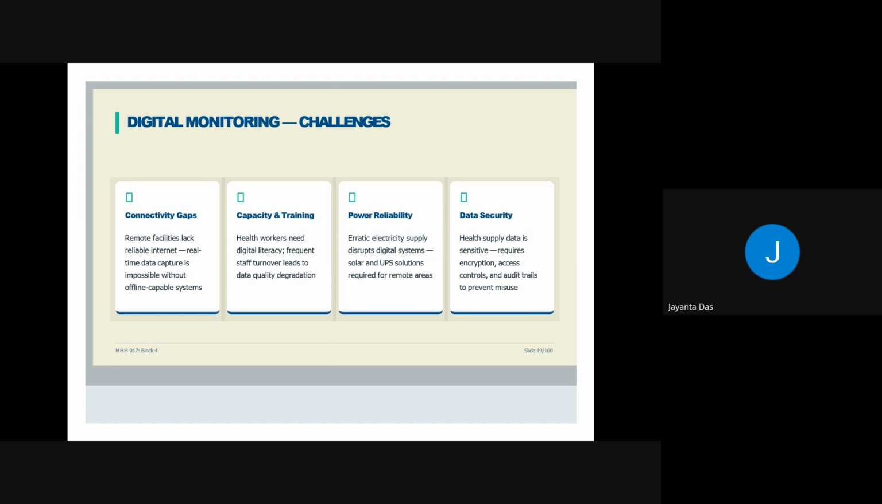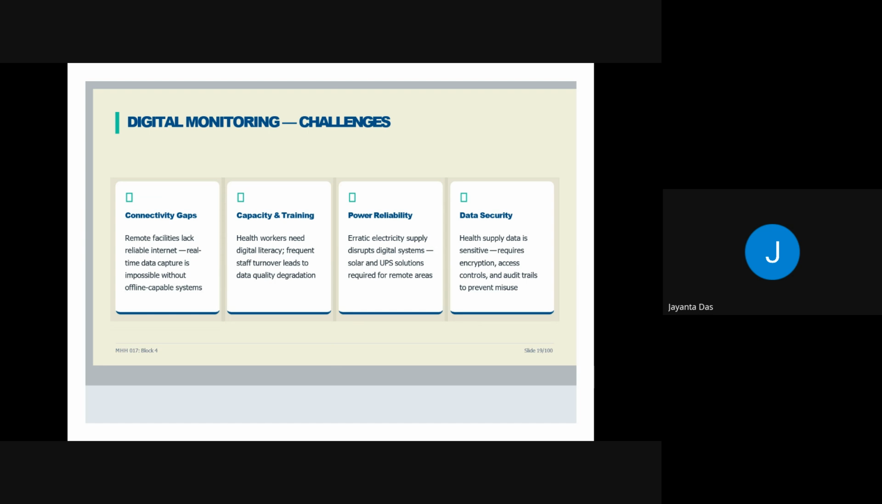Then digital monitoring and its challenges. The first one is the connectivity gap. Remote facilities lack reliable internet. Real-time data capture is impossible without an offline capable system, because we are talking about supply chain at every node, not only from the main store at the state level or district level, but down to the last mile. There are nodes everywhere, and everywhere we need to have these facilities of monitoring and record keeping.